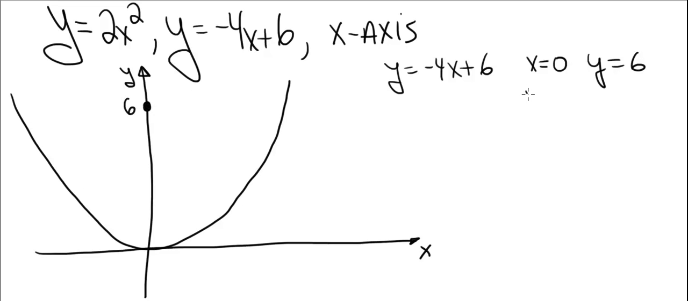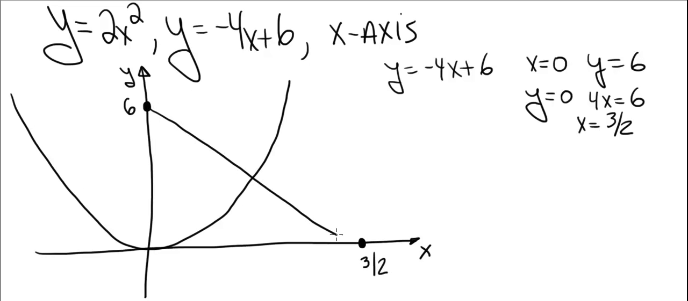Now plug in 0 for y. That gives us 4x equals 6, x equals 3/2. This is the x-intercept of the line. All we need is the part of the line in the first quadrant.